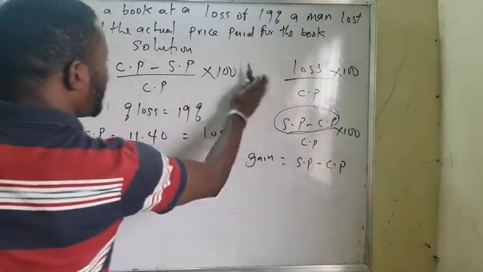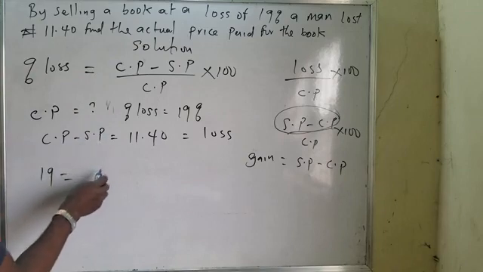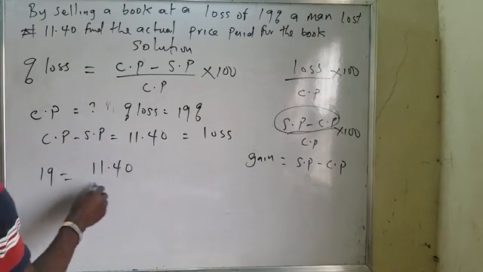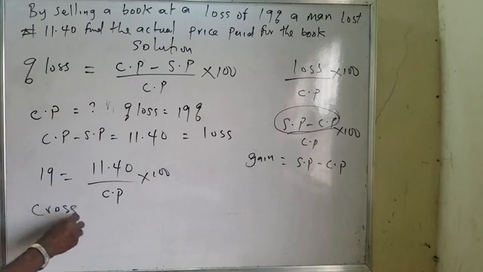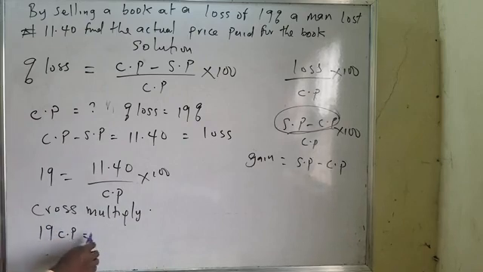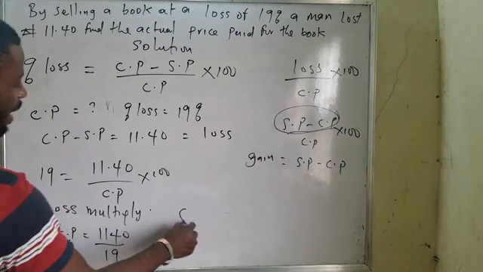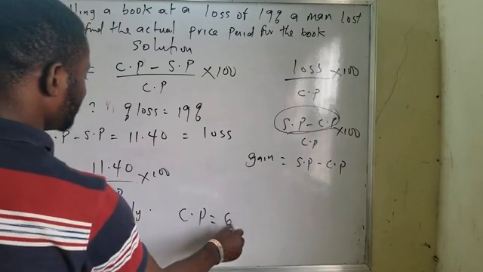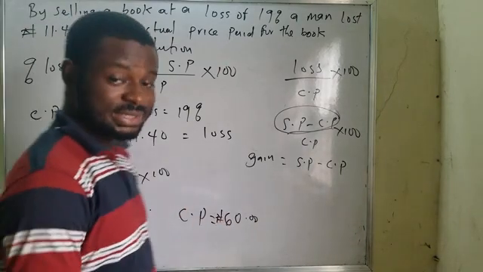Now, with what I'm explaining, my percentage is 19, which equals 11.40 divided by my cost price, which I don't know, multiplied by 100. If I cross multiply, I'll have cost price equals 1,140 divided by 19. The 19 will cancel, and my cost price will be equal to 60 naira. Sorry, I'm using Nigerian currency anyway. 60 naira. That is all about that.